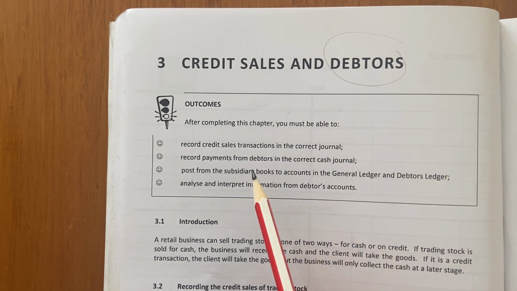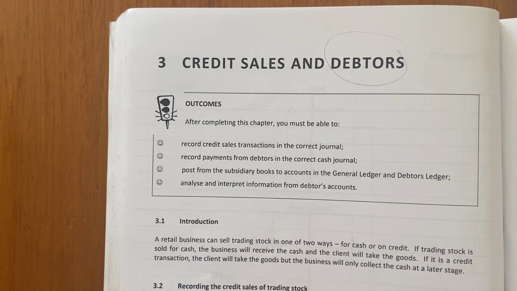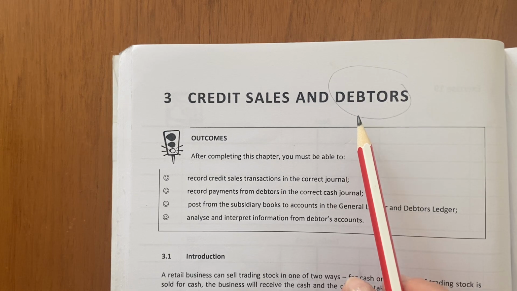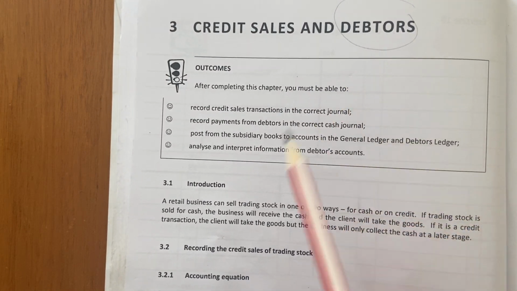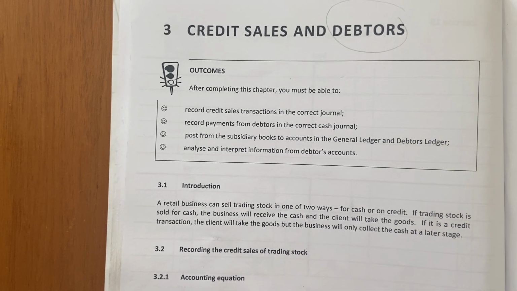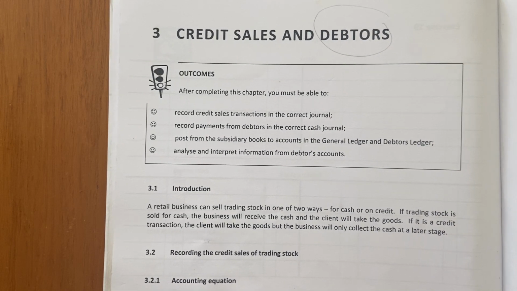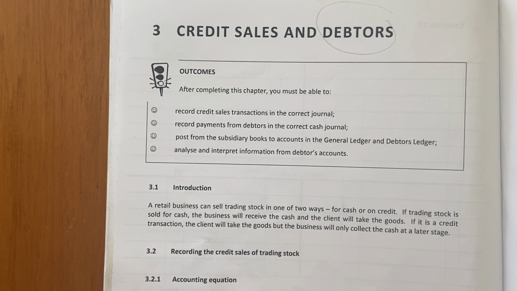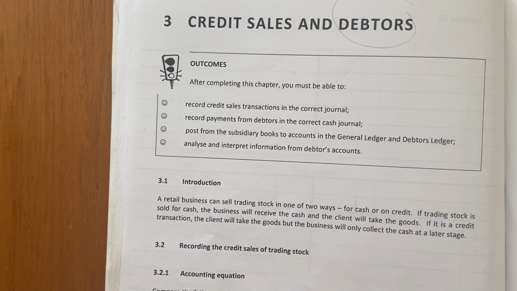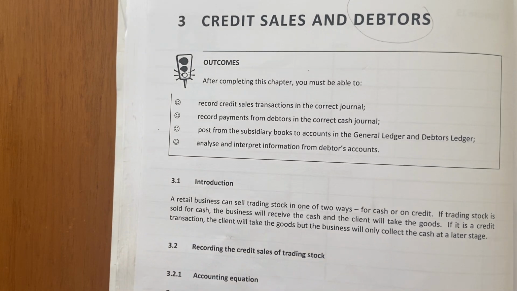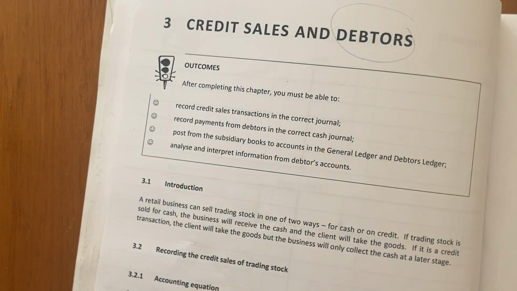Now, what is a debtor? Where does it fit in my accounting equation? A debtor is also an asset. A debtor is an asset. Right, so what source document is involved when we sell goods on credit? It's an invoice. So we will learn about that a little later. But first of all, we need to see what is the effect on the accounting equation for credit sales.